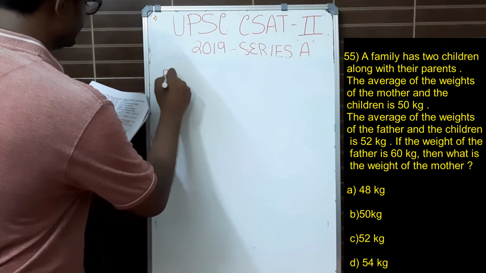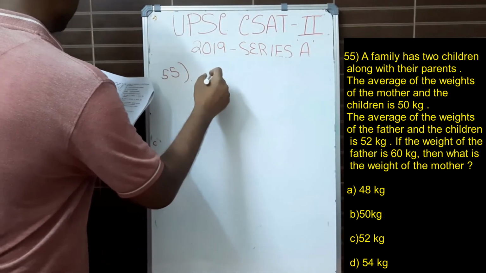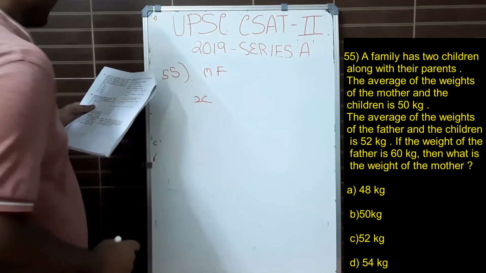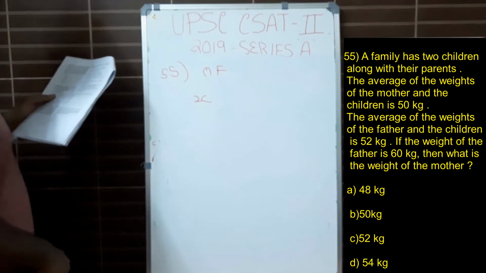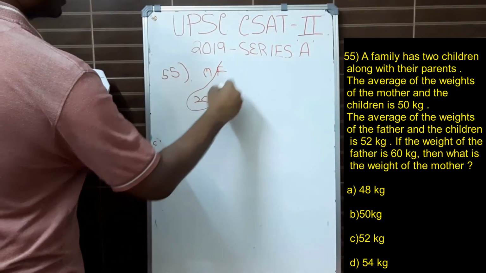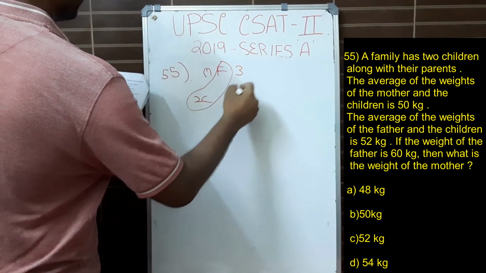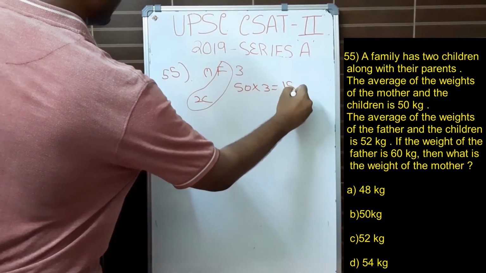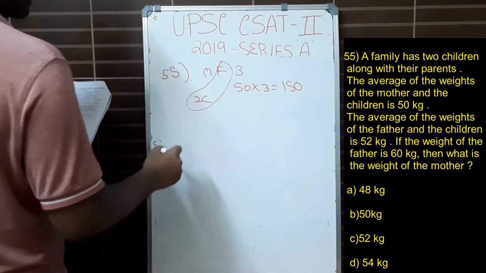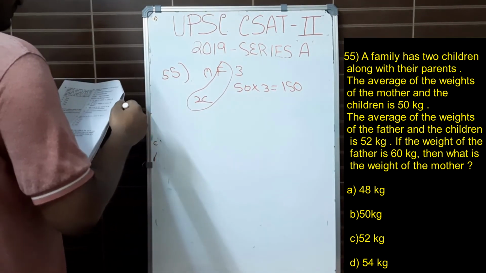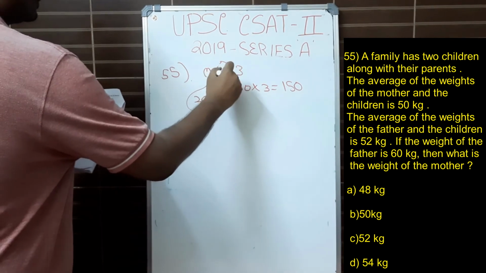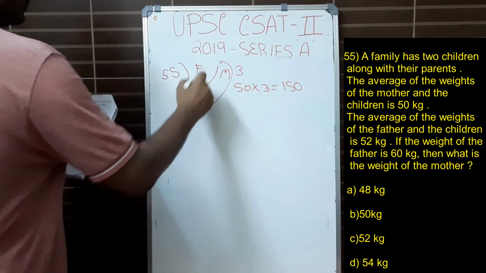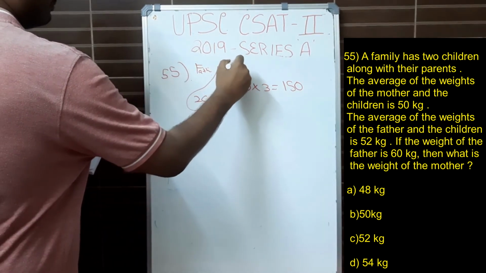In the 55th question, we have a family, that is mother and father, and they have their 2 children. The average of the weights of the children and the mother, so there are 3 people, is 50 kilograms. That is the average. So total weight would be 50 into 3, that is 150 kgs. And when it comes to the mother, sorry, this should be M and this should be F. For father F, M for mother.